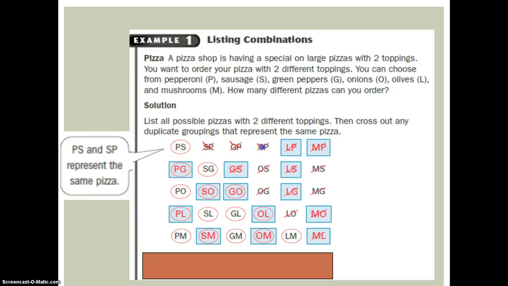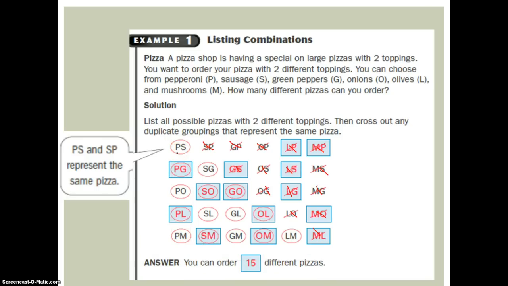That's what they did here. You can see it's kind of half of the list. So all the ones that we have are circled. That is a total of 15 different types of pizzas.